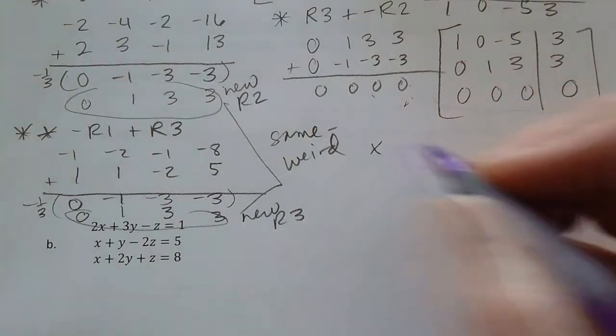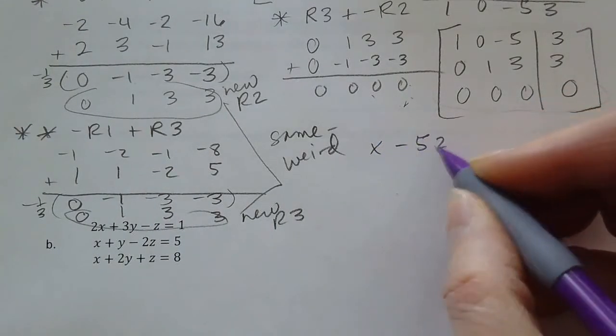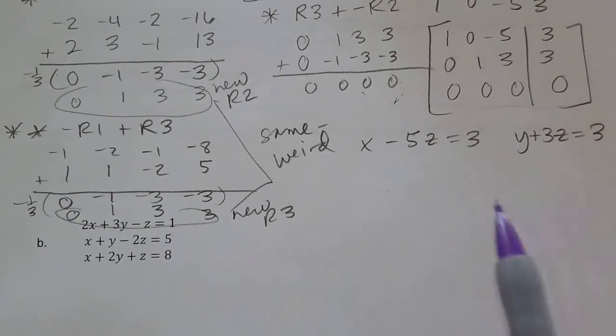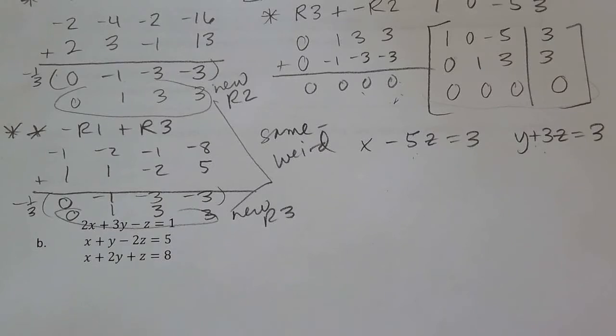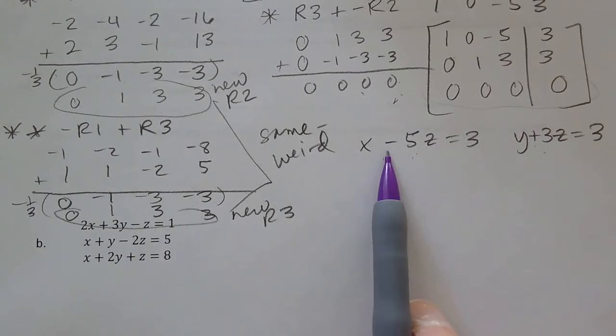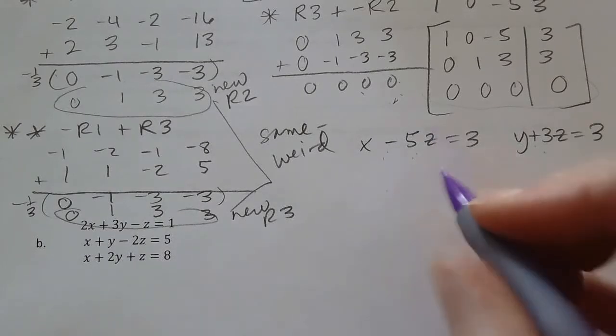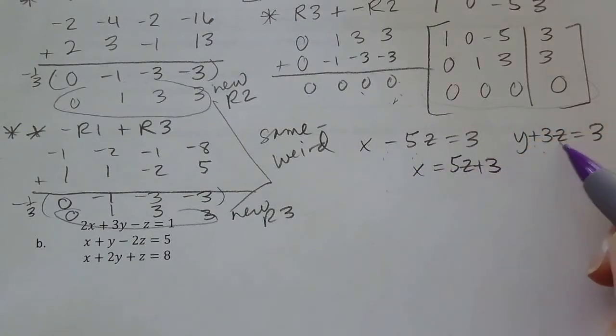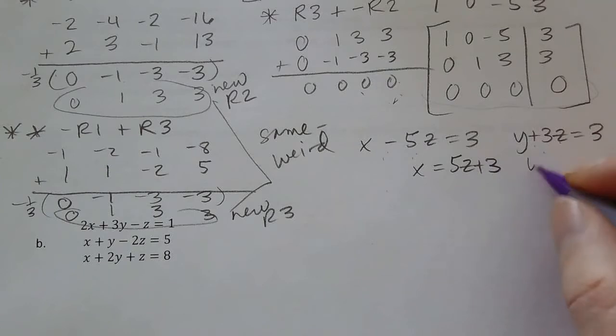So my row 1 equation would be x minus 5z equals 3. My row 2 equation would be y plus 3z equals 3. So because I have z in both of them, I am going to solve for everything in terms of z. So that means for this one that has x, I'm going to add 5z on both sides. So x equals 5z plus 3. And then on this one, I'm going to subtract 3z on both sides. So y equals negative 3z plus 3.